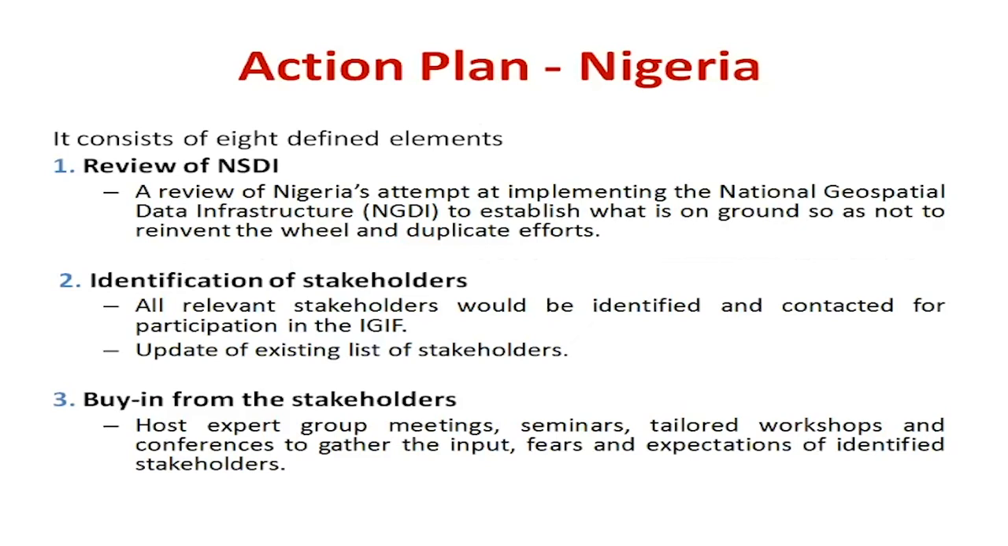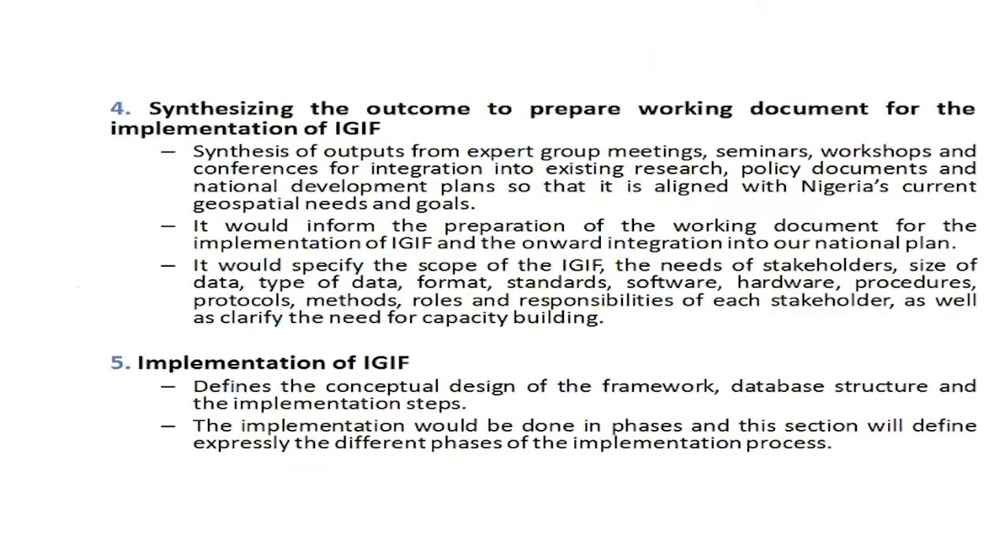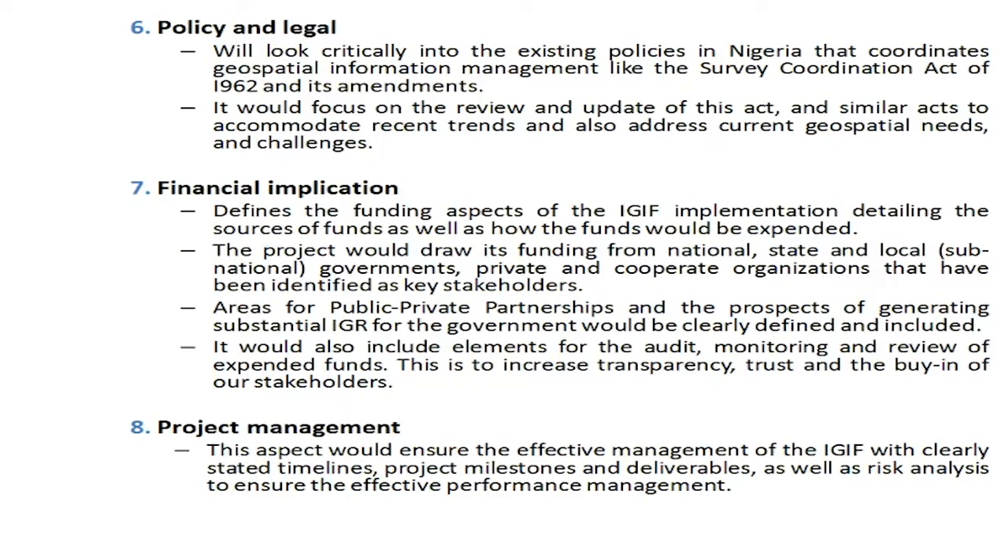The Nigeria Action Plan has 8 elements, briefly: review of the NSDI; identification of the stakeholders and buy-in from the stakeholders through seminars, meetings, and workshops; synthesizing the outcome to prepare a working document for the implementation of the IGF; the implementation of the IGF itself; looking at the policy and legal aspects and the financial application; and having guidance on project management.